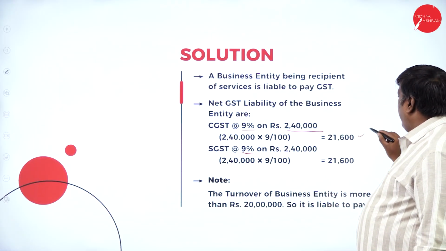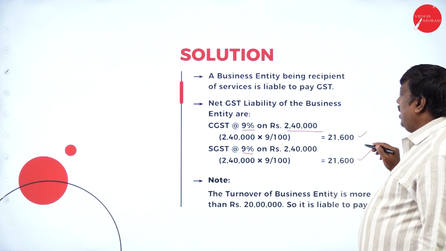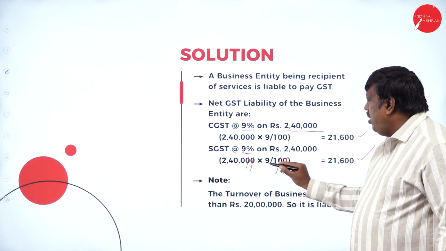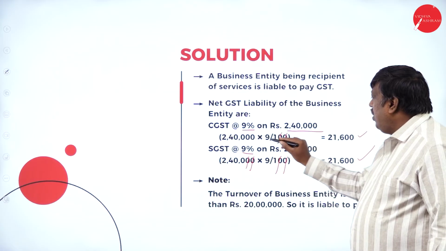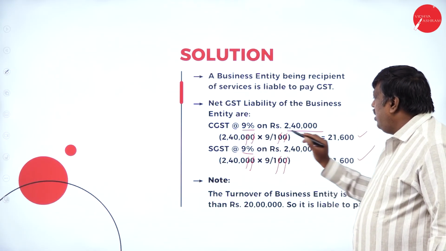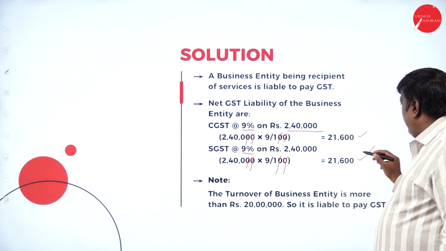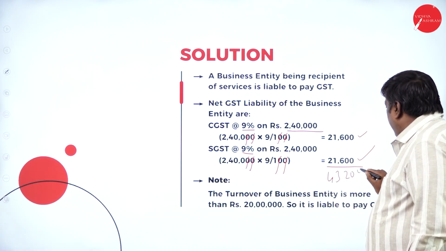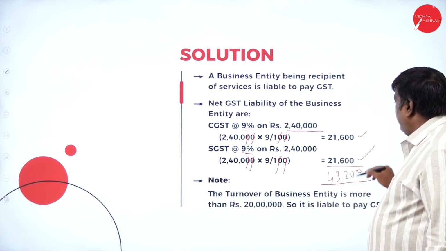So totally it will be 21,600, 21,600. The 00 gets cancelled, 2,400 into 9, the 00 gets cancelled, 2,400 into 9. So 21,600, 21,600. So this will be 43,200.